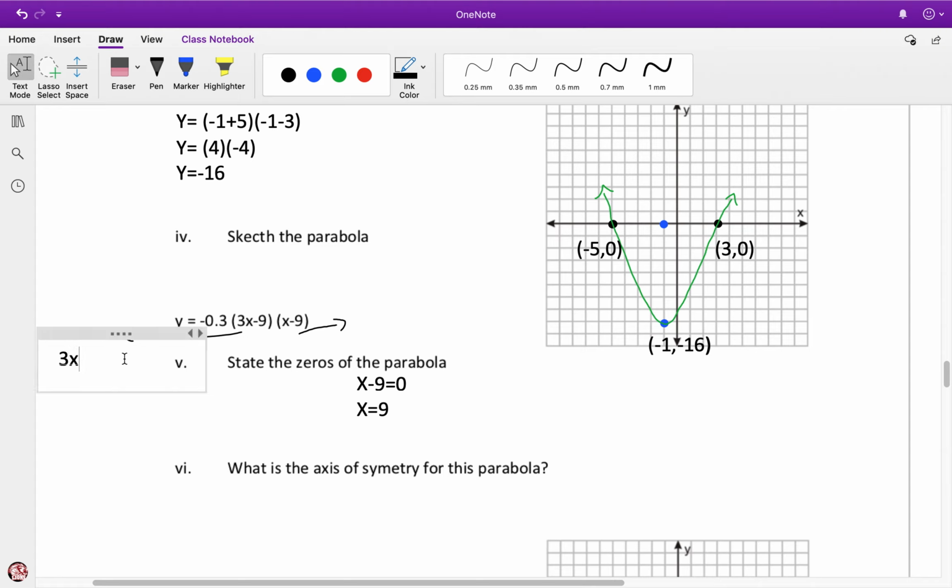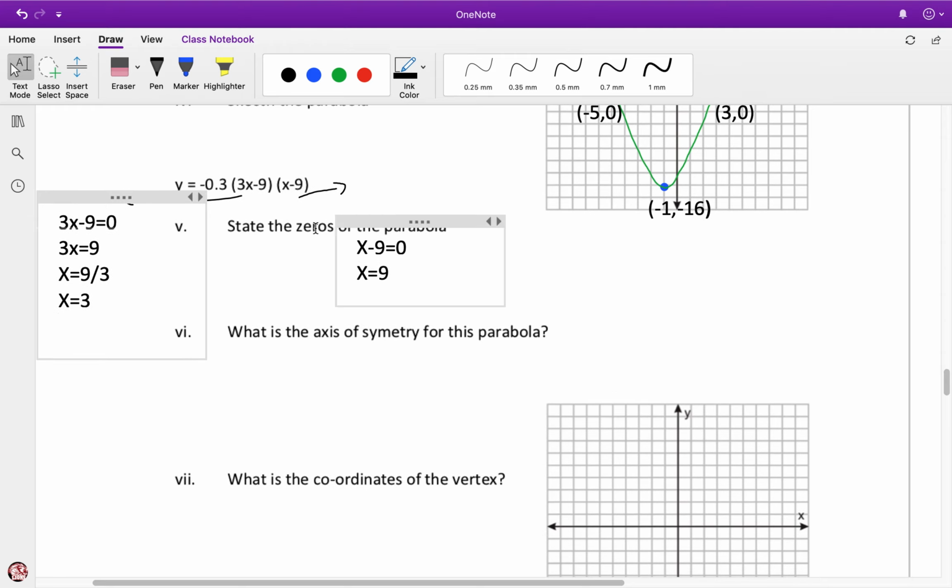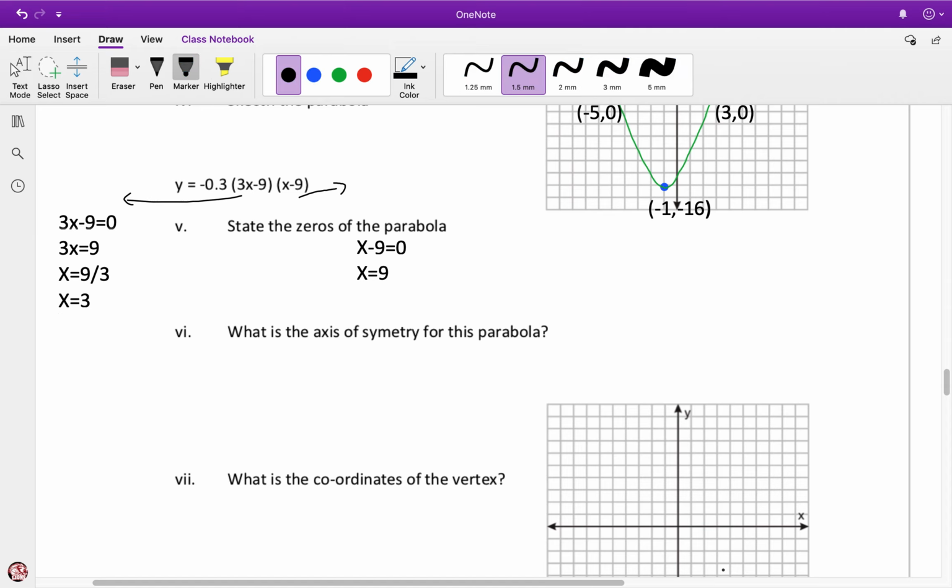This one, we have 3x minus 9 equals 0. So let's move the 9 over. 3x equals 9. Then we have to move the 3 over, so x equals 9 divided by 3, so x equals 3. So there's my zeros. So let's label them, because I always like doing that. 1, 2, 3, 4, 5, 6, 7, 8, 9.